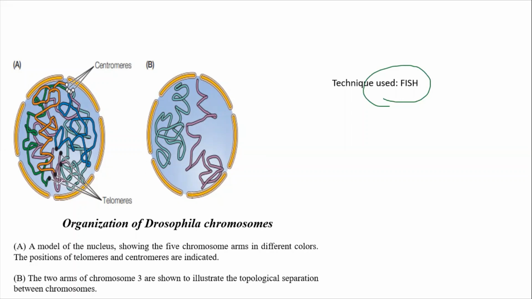Can you see? These are the telomeres. Here, these are the telomeres and here the centromeres. So you can see that they are present towards the inside of the nucleus. Now in this figure, they have just shown that this is one arm of the chromosome and this is the second arm of the chromosome, just to show that they're topologically separated.